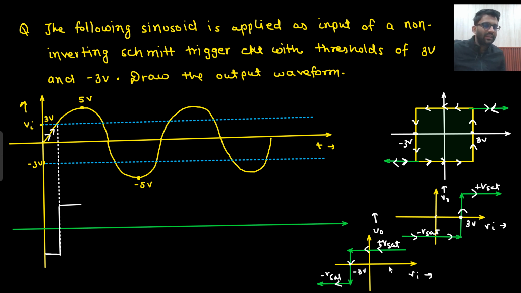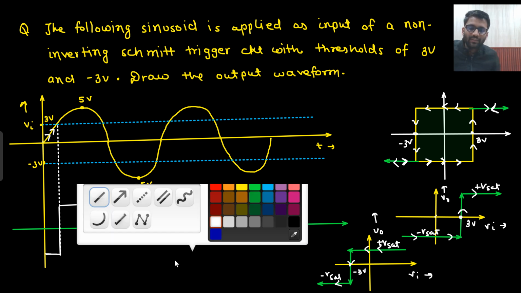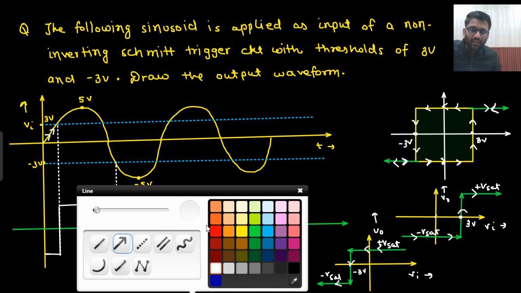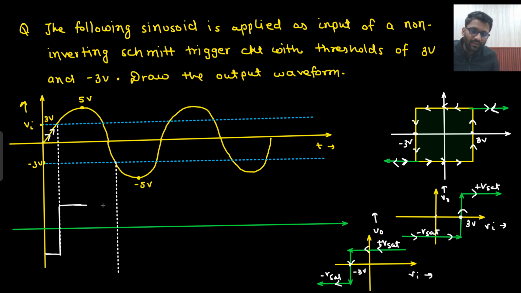Now what this characteristic is saying: if your input is decreasing, till minus 3 volt, your output should be plus Vset only. Your input is going from 5 volt to minus 5 volt, but till minus 3 volt, your output should be plus Vset only. So where is my minus 3 volt? Till minus 3 volt, my output should be plus Vset only.